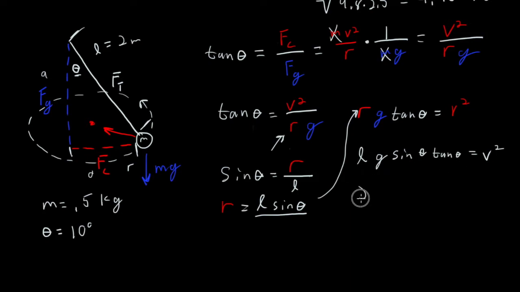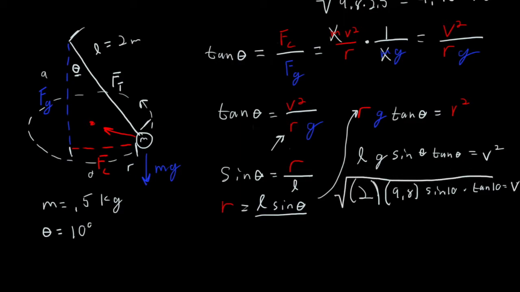Now these are all known quantities, so let's go. Length is going to be 2, let's use parentheses for this, times 9.8 times sine theta, which is going to be sine of 10 times tangent of 10 equals v squared. And so let's square root this whole thing, all equal v. And so we can plug that into a calculator. And we get a velocity of 0.775 meters per second.